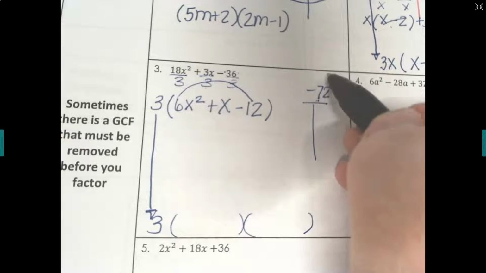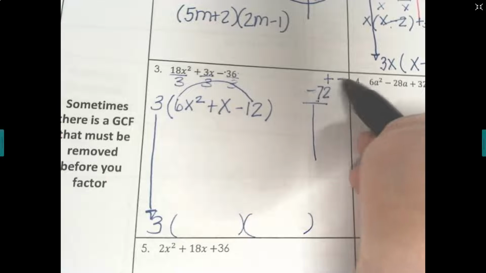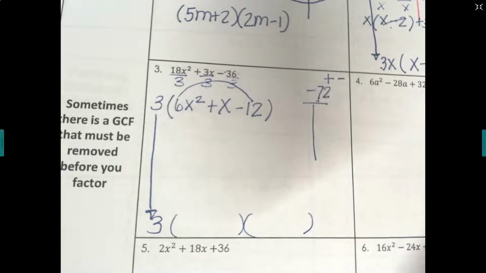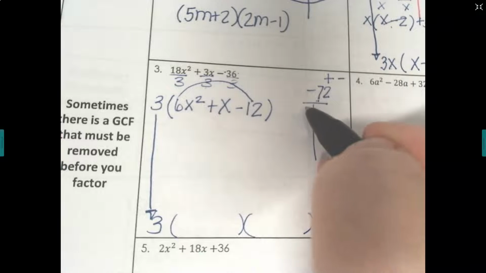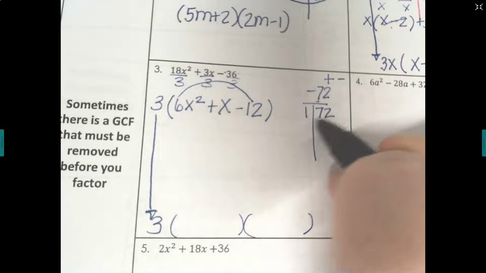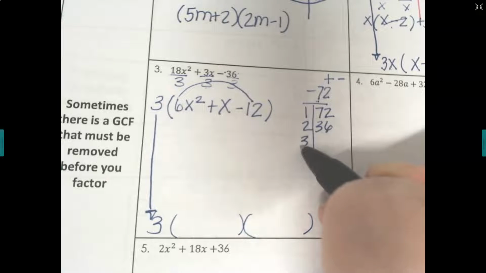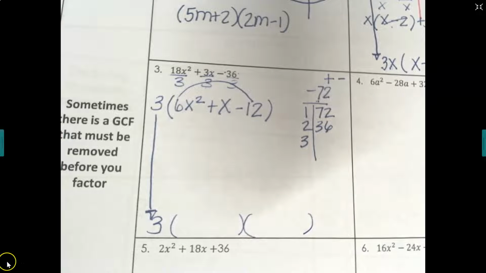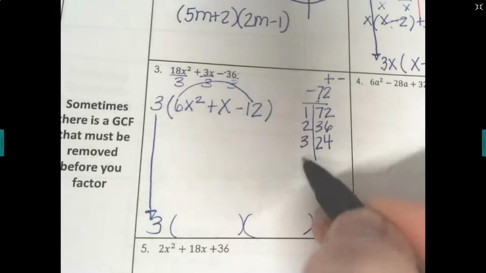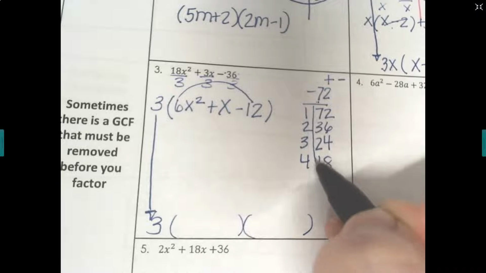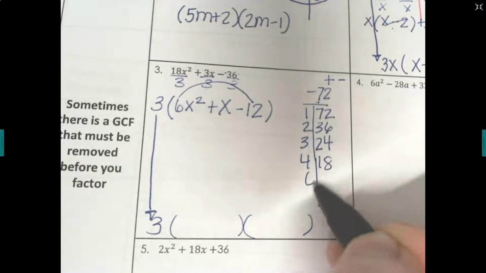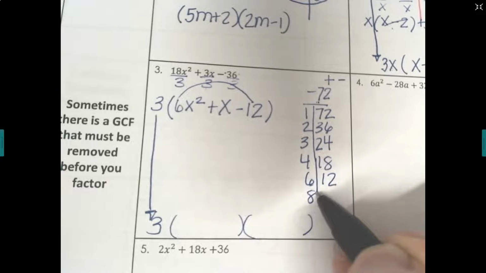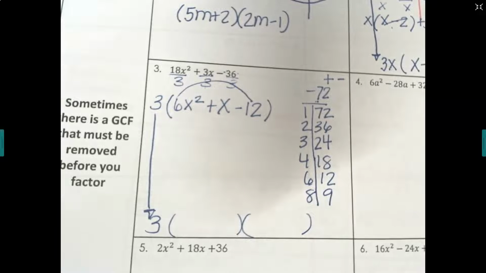Because that number is negative, I know one of my factors will be positive and one will be negative. So all of my factor pairs, so I can kind of look at them, is 1 times 72, 2 times 36, 3 times 24, 4 times 18, 6 times 12, and 8 times 9. So those are all my pairs.